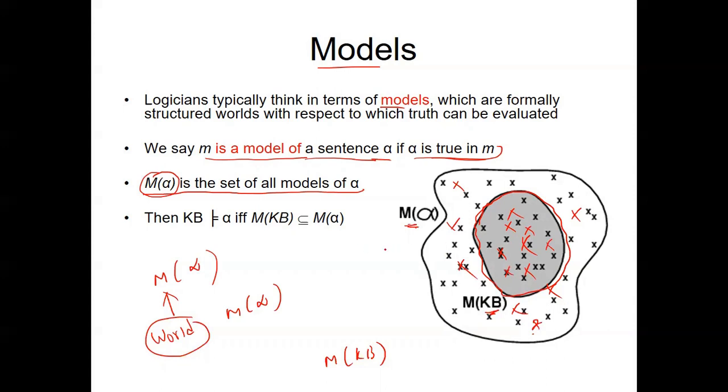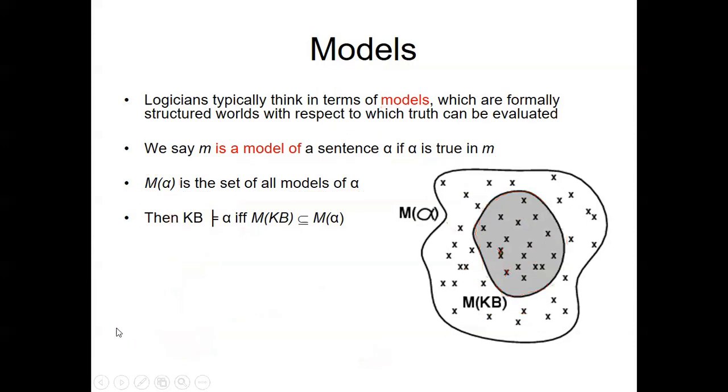So when you talk about entailment, previously we discussed that KB entails alpha. Under which condition? With respect to models, KB entails alpha if and only if M of KB is a subset of M of alpha. What is M of KB? The set of all models where KB is true. What is M of alpha? The set of all models where alpha is true. So KB entails alpha if and only if M of KB is a subset of M of alpha.